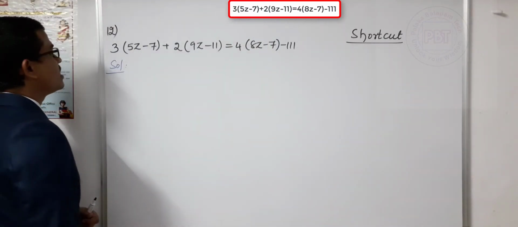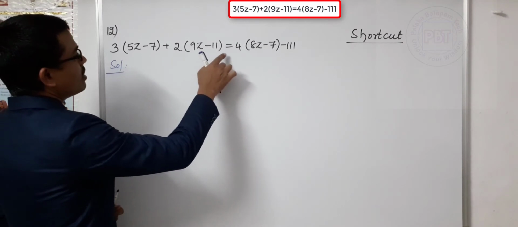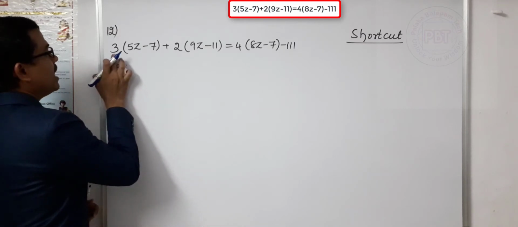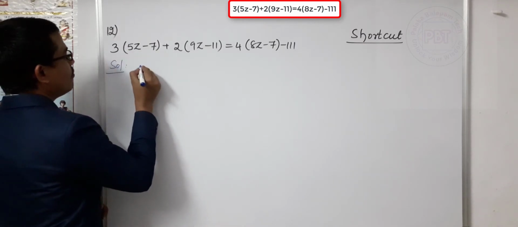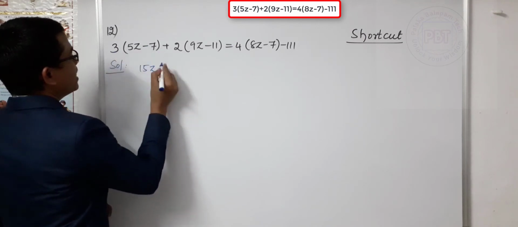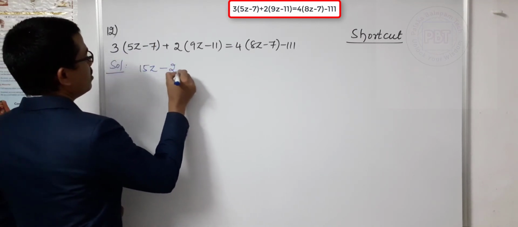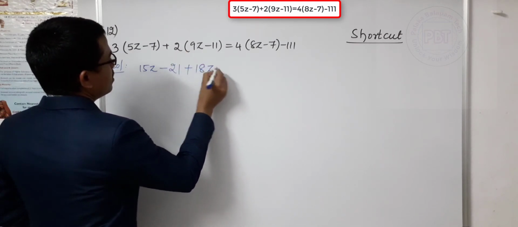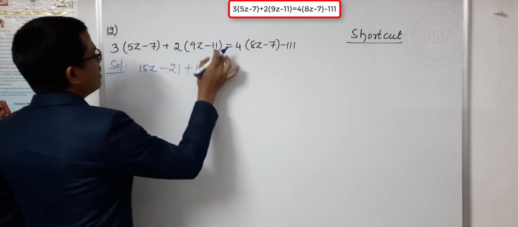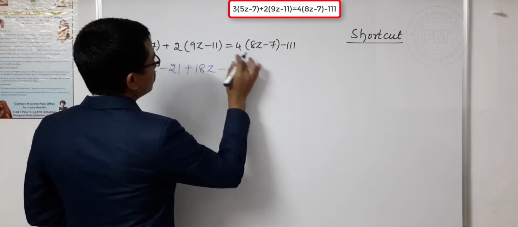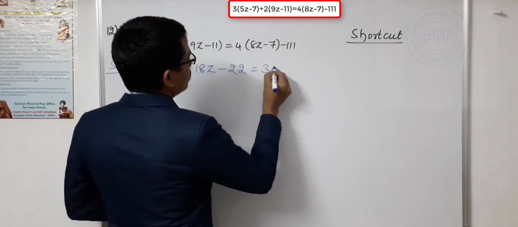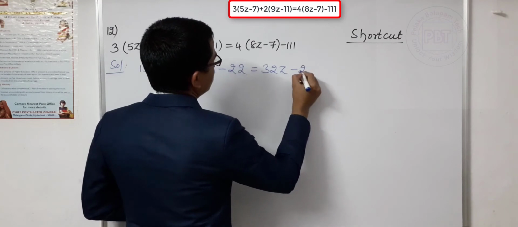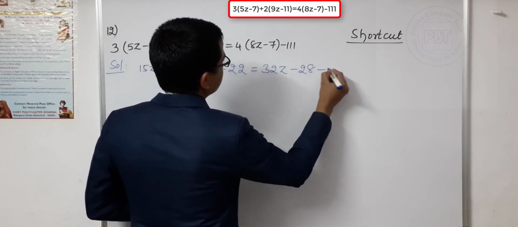3(5z minus 7) plus 2(9z minus 11) equal to 4(8z minus 7) minus 111. So multiply 3 inside the bracket terms here. 3 5s are 15z, plus into minus is minus, 3 7s are 21, plus into plus is plus, 2 9s are 18z, plus into minus is minus, 2 11s are 22, that equal to 4 8s are 32z, plus into minus is minus, 4 7s are 28, minus 111.